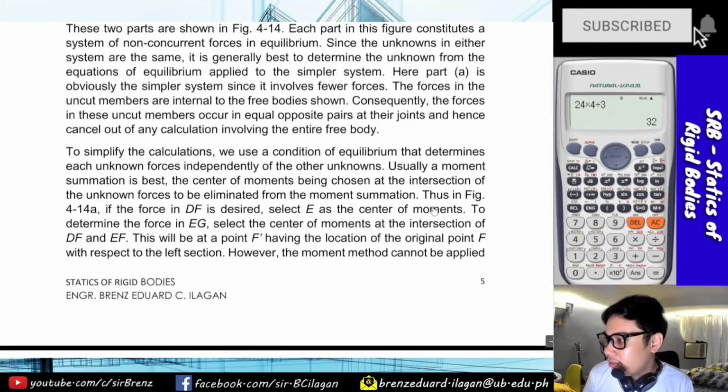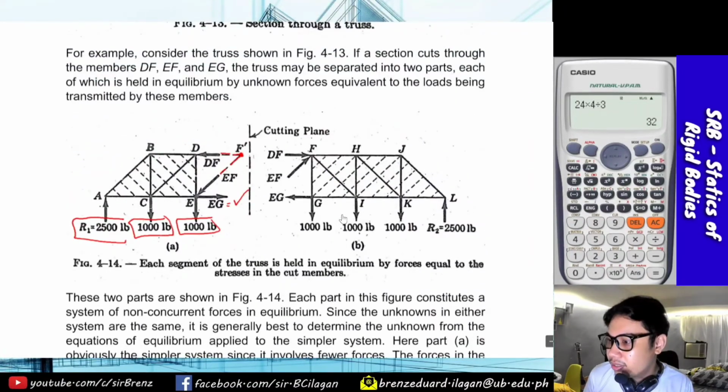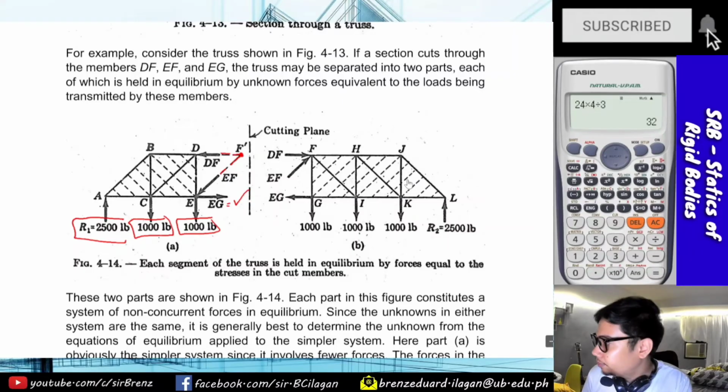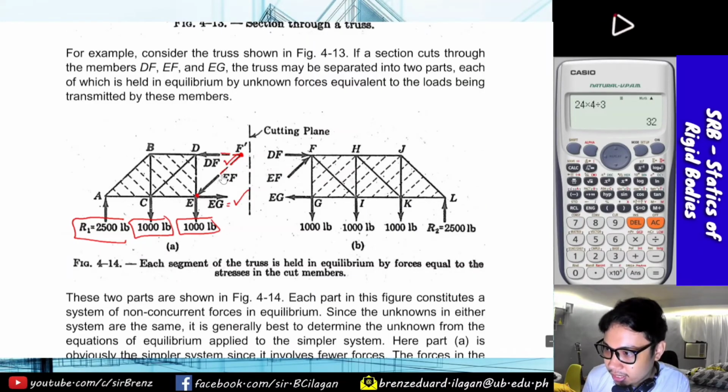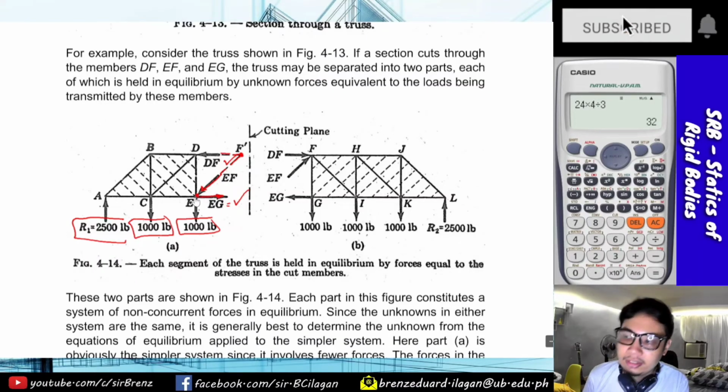Ayan, so thus in figure 4-14a, if the force in DF is desired, select E as the center of moment. So kung si DF daw yung kailangan, sa joint E ka mag-moment. Tama naman, kasi kung mapapansin nyo, dito sa joint E, kung gusto mo hanapin yung DF, tama, dito ka mag-moment sa E. Kasi yung force EF and EG is concurrent dito. So, mahahanap mo nga naman itong DF.